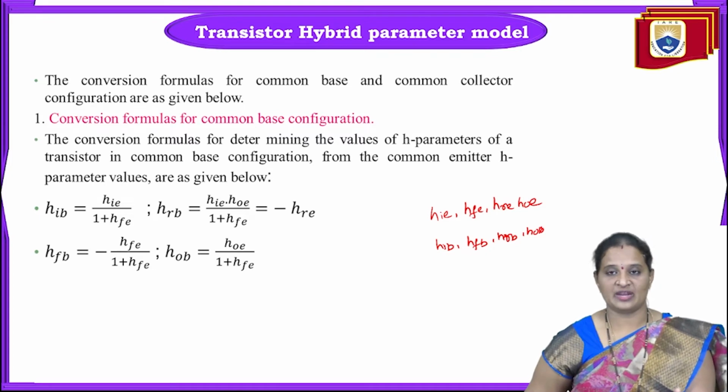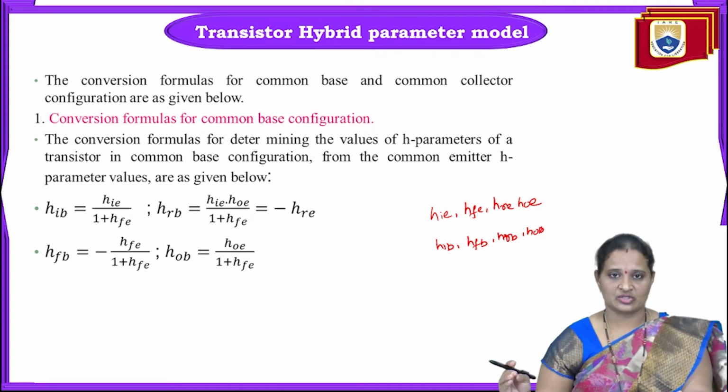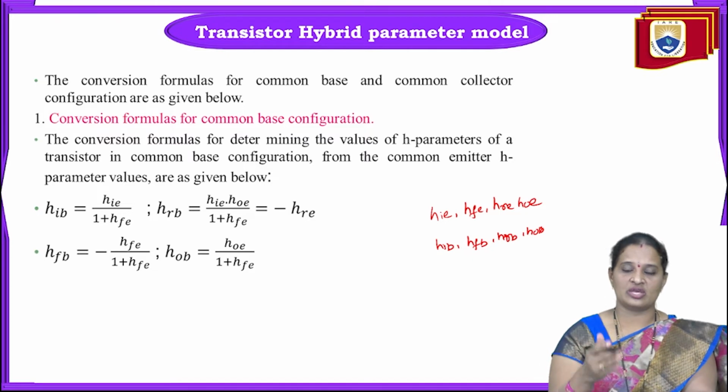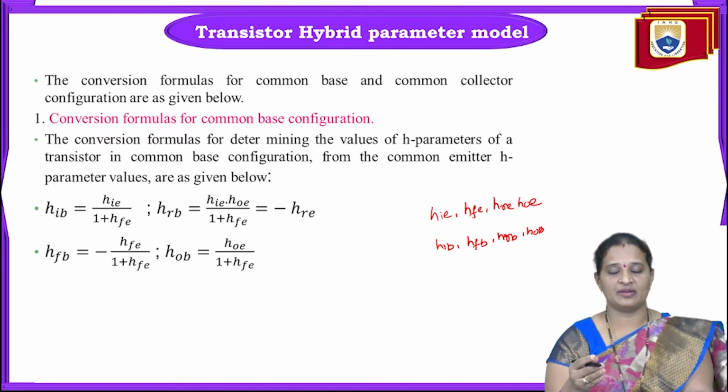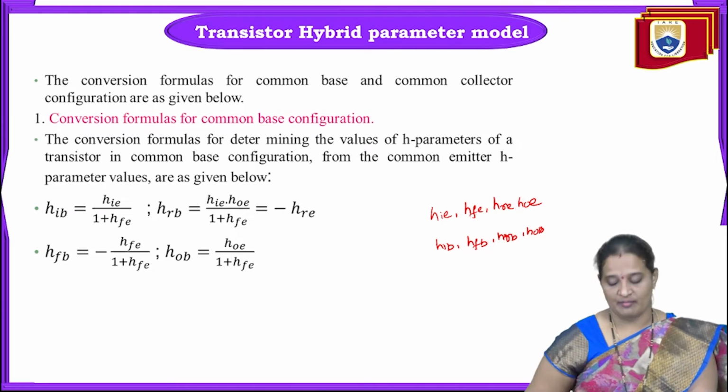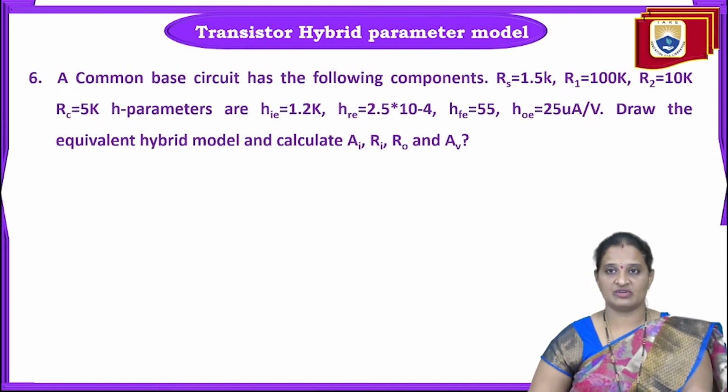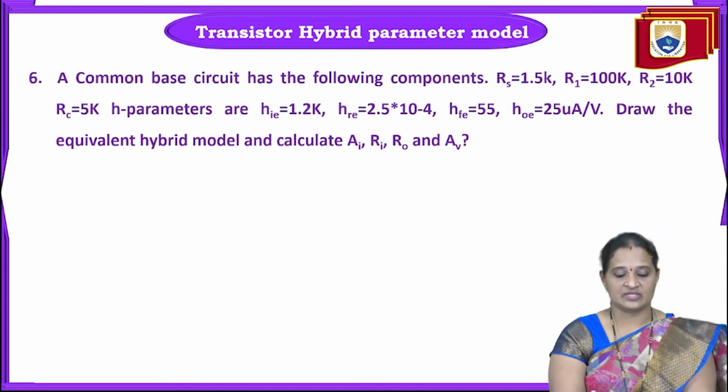We need to remember that if common emitter parameters are given and I want to solve the common base configuration, then I have to first convert the hybrid parameters into common base configuration using these conversion formulae. So this is the first problem on transistor parameters.